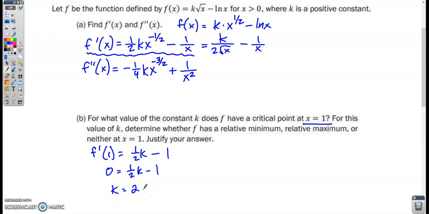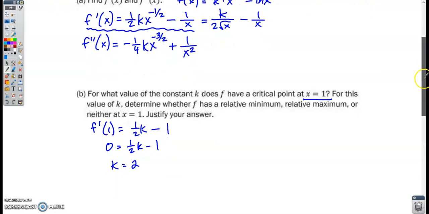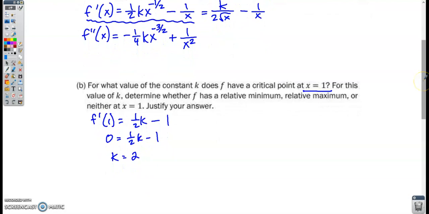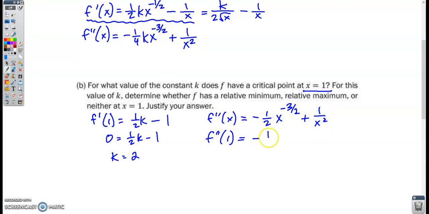And now I want to see, is this going to produce a relative minimum, relative maximum, etc. If I put this k value into the second derivative, then f double prime of x is equal to negative 1/4 times 2, which is negative 1/2, times x to the negative 3/2 plus 1 over x squared, and therefore f double prime of 1 is equal to negative 1/2 plus 1.